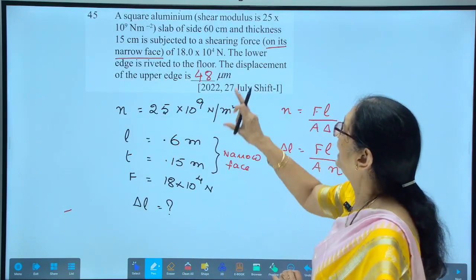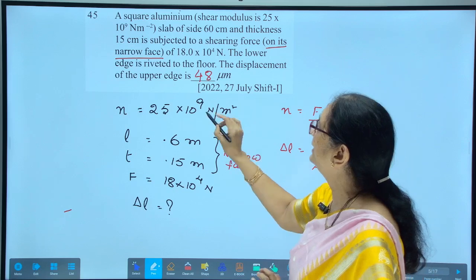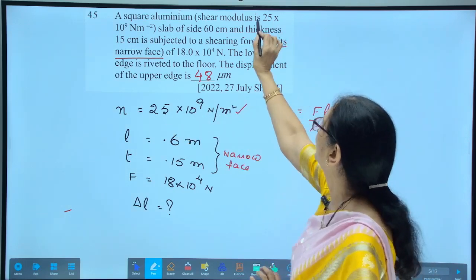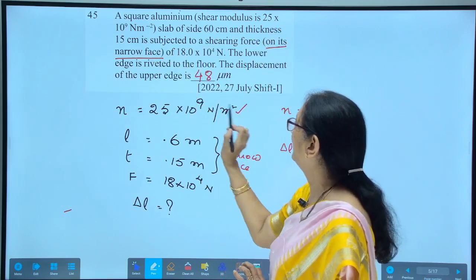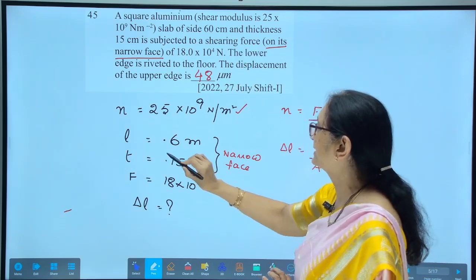Look here, a square aluminum slab of shear modulus 25 into 10 to the power of 9 Newton per meter square, of side 60 centimeters.